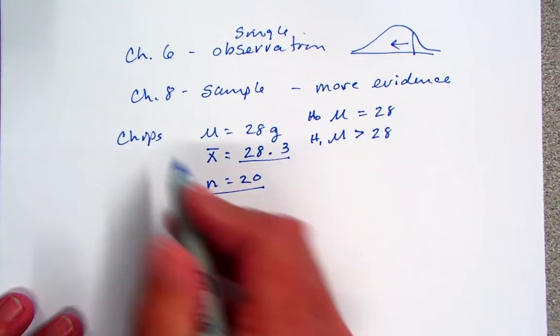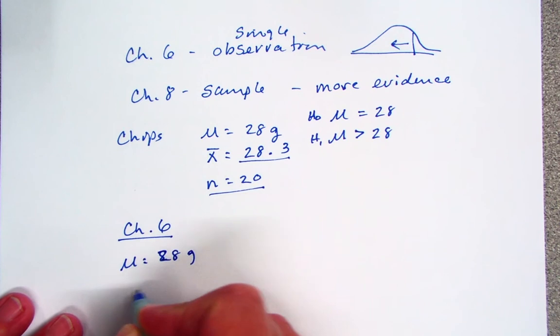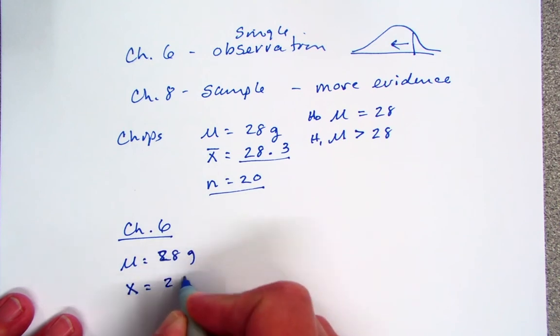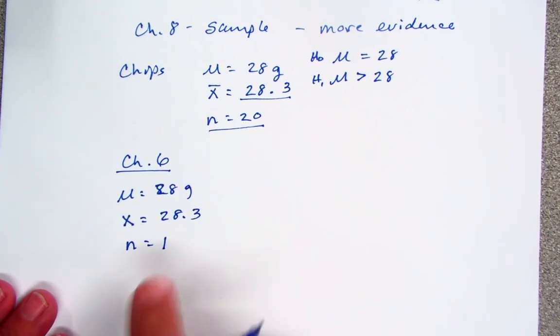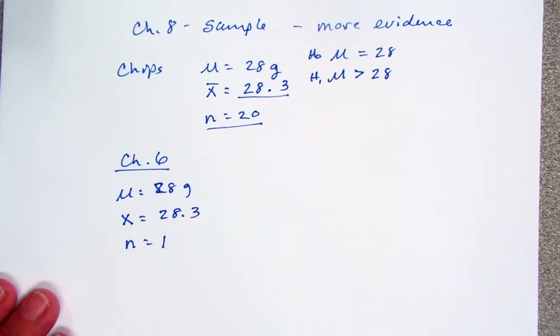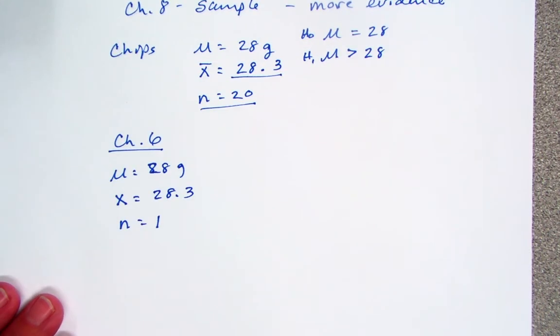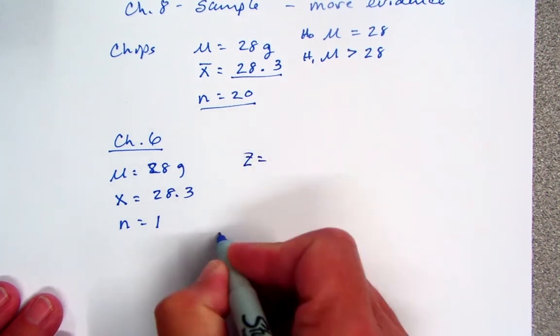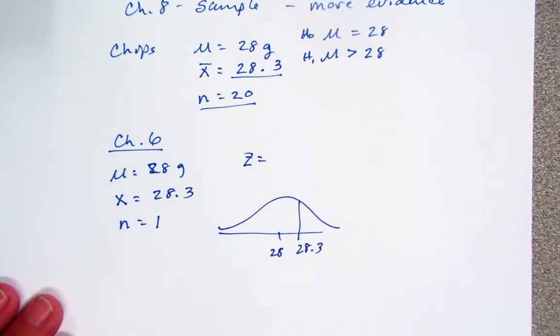Now the difference with Chapter 8: in Chapter 6, you would have had this same information. It would have been 28 grams. Your x, your single value, would have been 28.3, and my n would have been 1, because I'm only looking at one bag. If I take one bag of chips and it's 28.3, that's not a lot of evidence to say overall most of these bags weigh more. So what you did in Chapter 6 was you found the z-score, the position on this normal curve where this is 28. So 28.3 is truly more weight than 28 itself, but let's see as a probability if I select one bag that would happen.